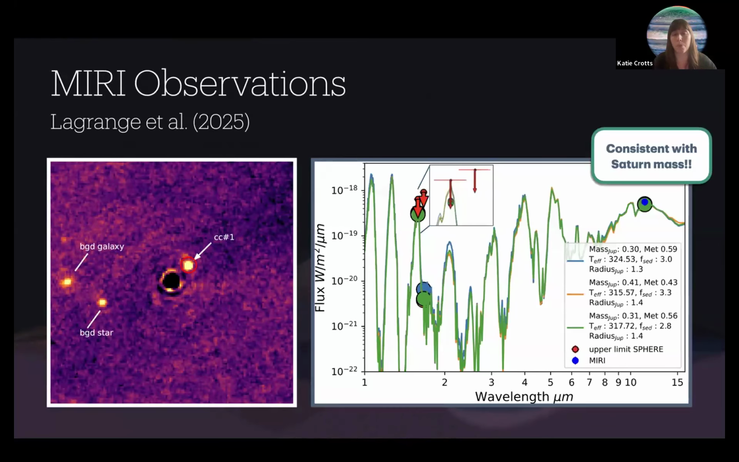compare with the upper limits from SPHERE. This point source is consistent with a Saturn mass planet. So really awesome discovery. If this is really a planet, this would be the lowest mass planet directly imaged to date and is really the first real Saturn analog.